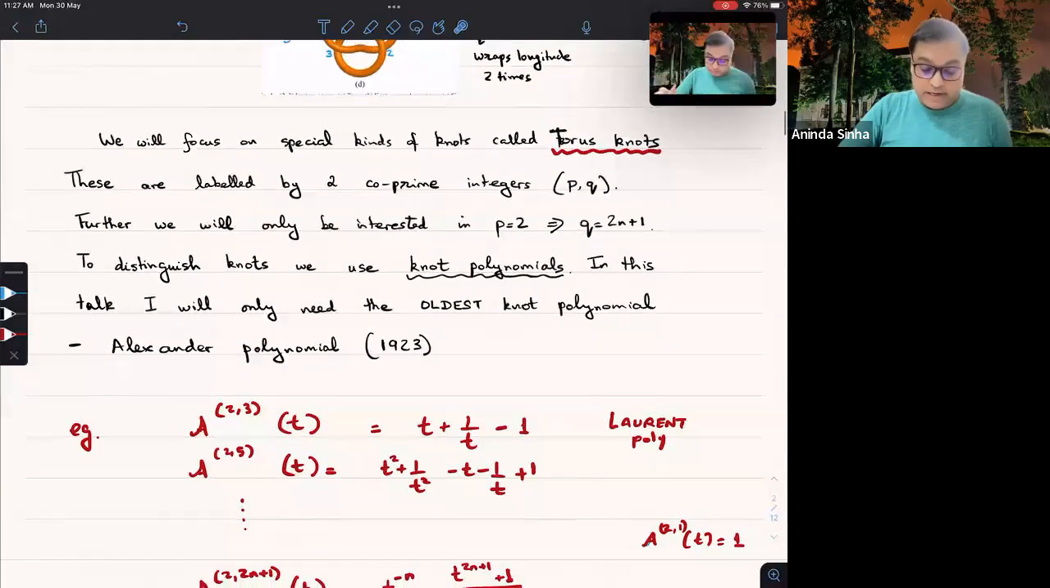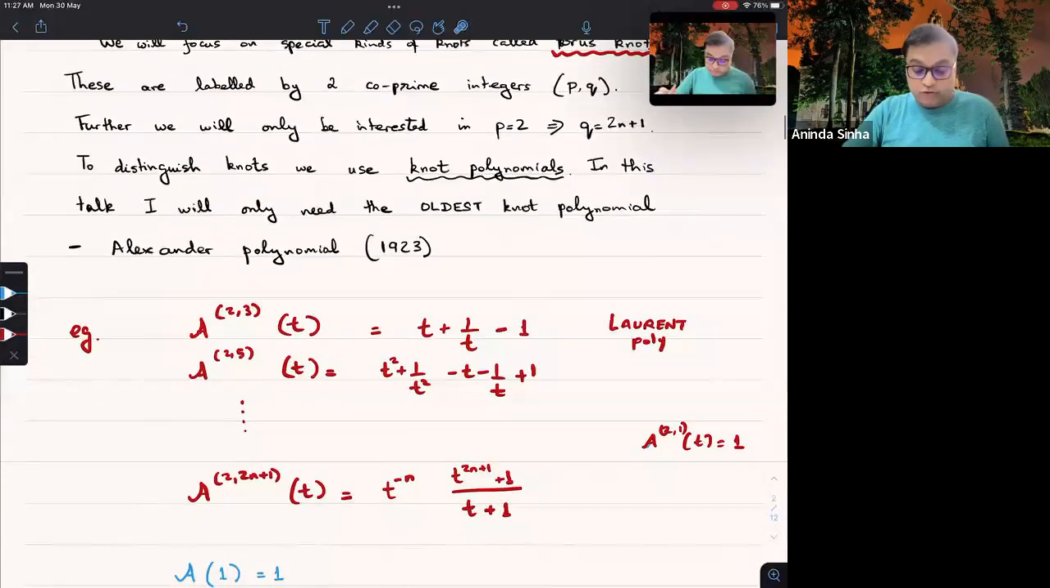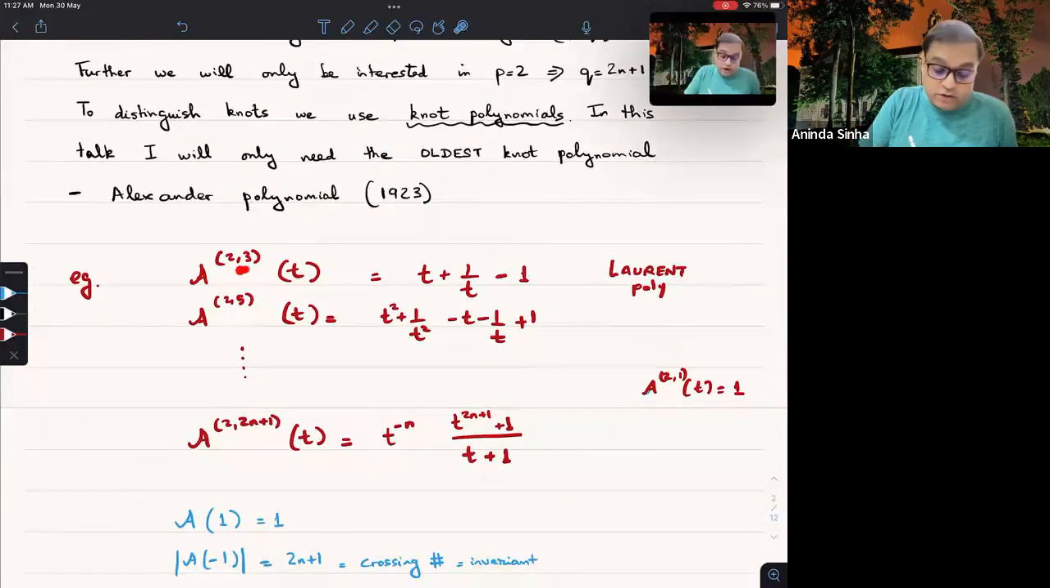Let's write down some examples of knot polynomials. What do they look like? The trefoil knot, which is the knot that I showed you already, looks like this. There is a knot polynomial parameter t.